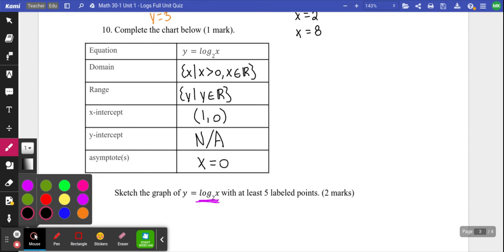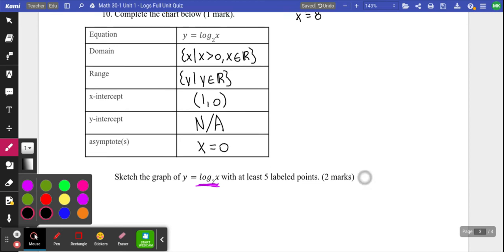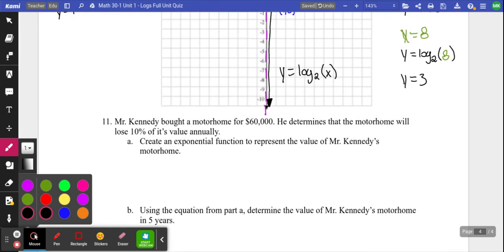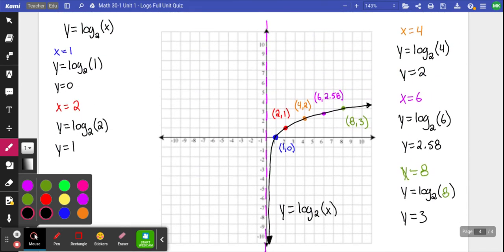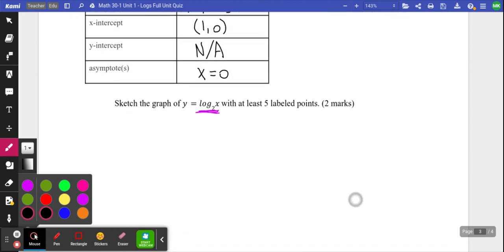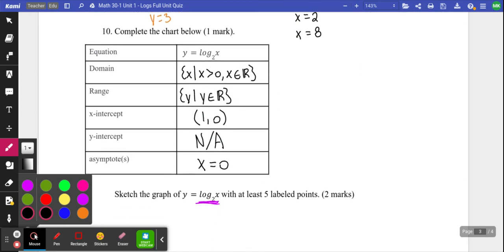So vertical asymptotes, up and down asymptotes, are always x equals something. And it's wherever it crosses the x-axis. So this is x equals 0 because it crosses the x-axis at 0. Okay, fantastic. So there's your chart, and there's your nice little graph.